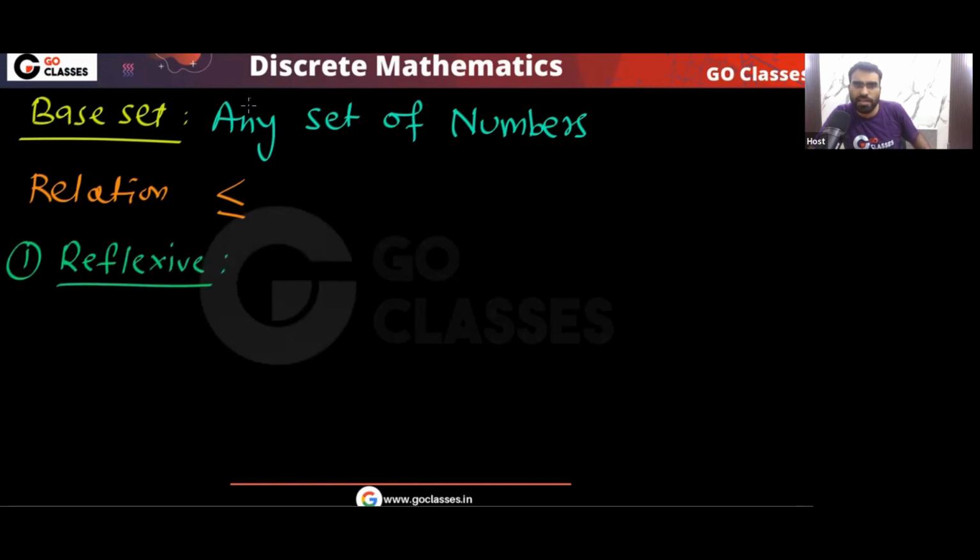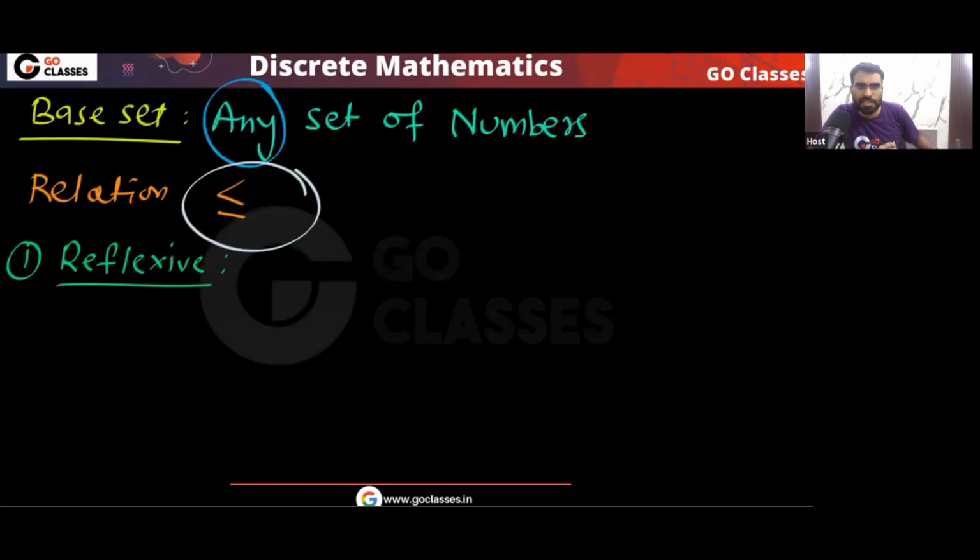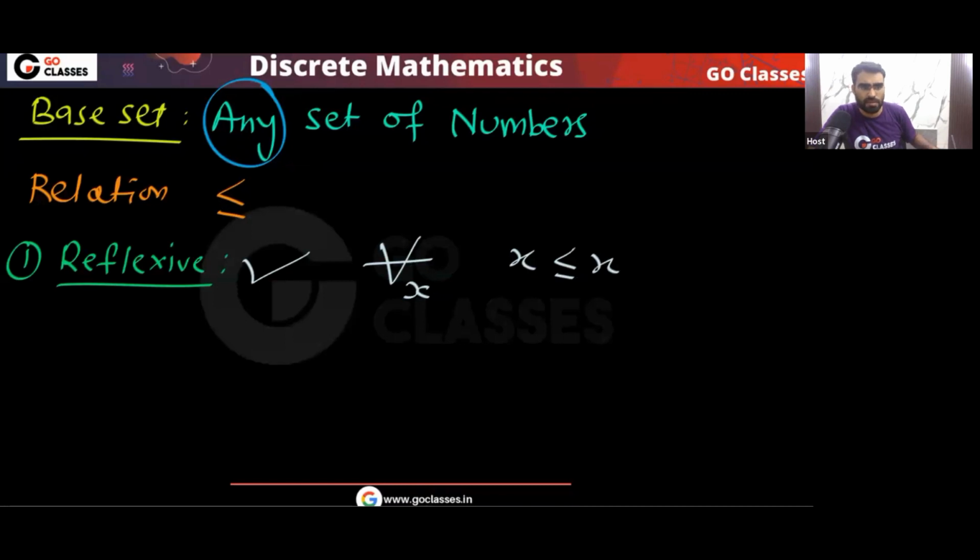Any random set of numbers you can take: finite set, infinite set, natural numbers, real numbers, integers. Then will less than or equal to be reflexive? Yes, because for all numbers x, I can say that x is less than or equal to x. Is this clear? So it will be reflexive.